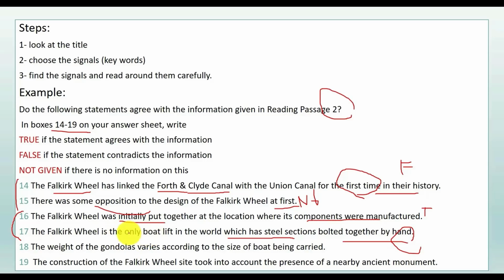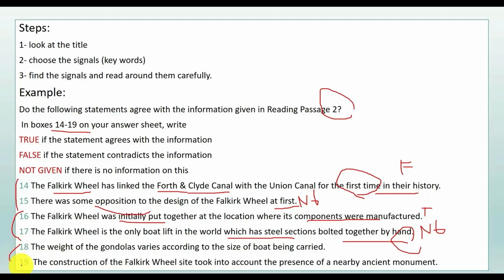Okay, we have information about the concrete wheel and its steel sections and how they are connected together, but there is nothing about whether they have done it by hand or not. So this is not given.